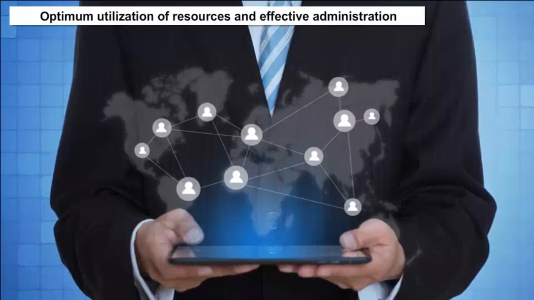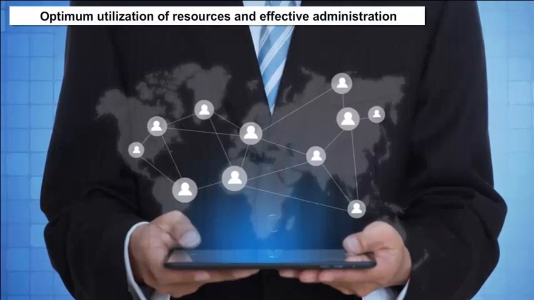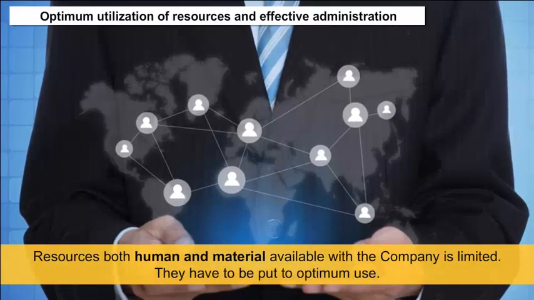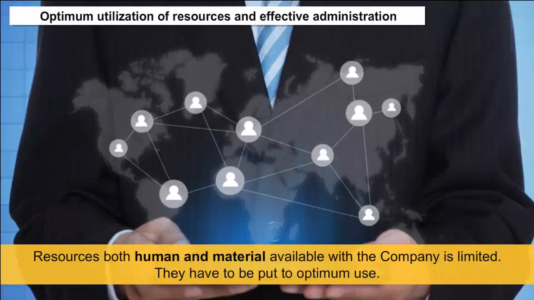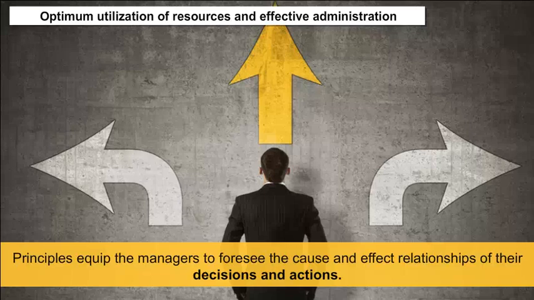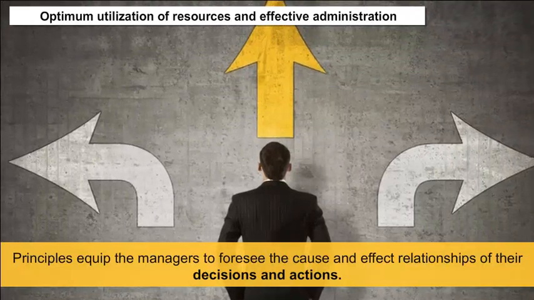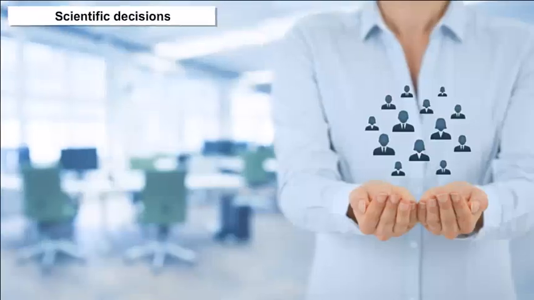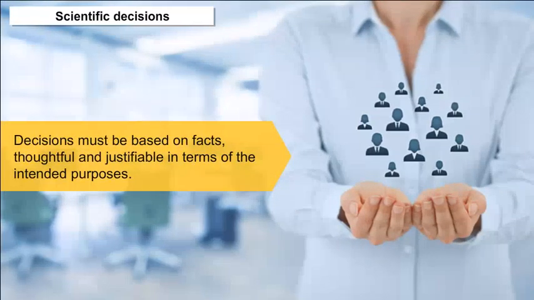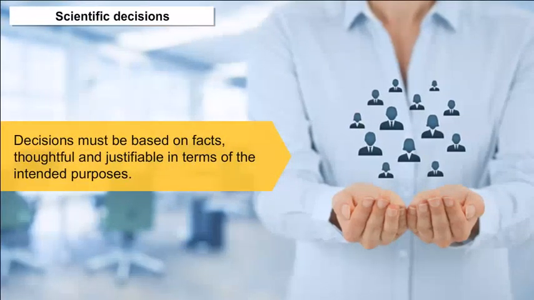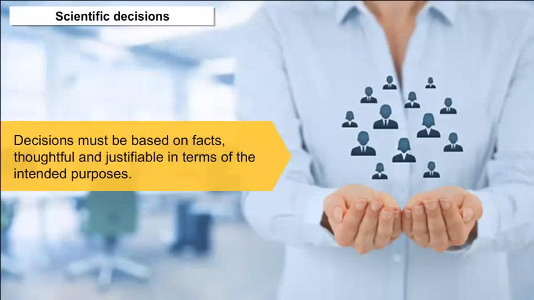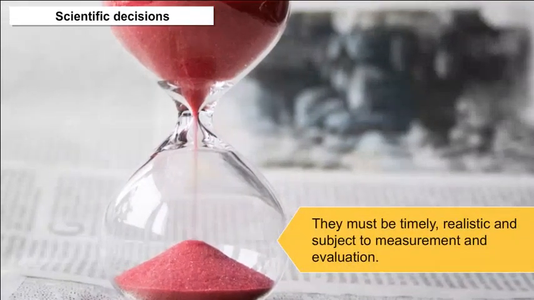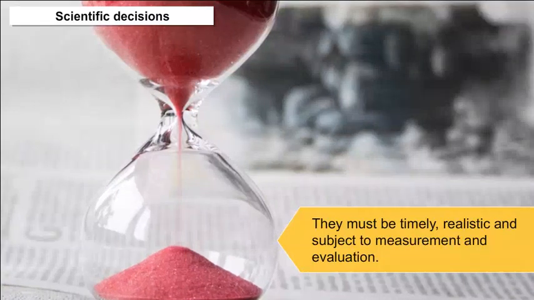Optimum utilization of resources and effective administration. Resources, both human and material, available with the company are limited. They have to be put to optimum use. Principles equip the managers to foresee the cause and effect relationships of their decisions and actions. Scientific decisions. Decisions must be based on facts, thoughtful and justifiable in terms of the intended purposes. They must be timely, realistic and subject to measurement and evaluation.